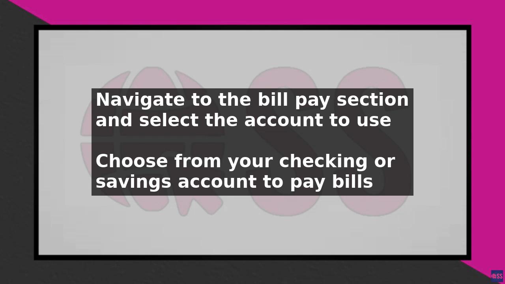Next, add a payee by clicking on the Add Payee option and entering the payee's name, address, and account number. You can also add a payee from your existing payee list if you have paid them before. Enter the payment amount and the payment date, and select the frequency of the payment, such as one-time or recurring.